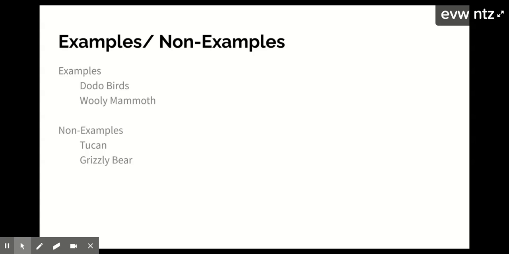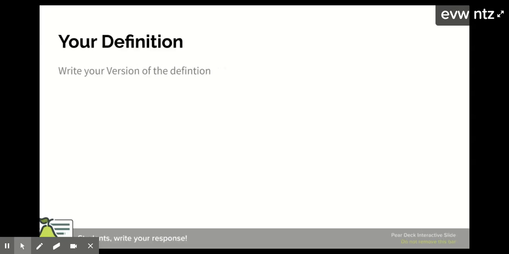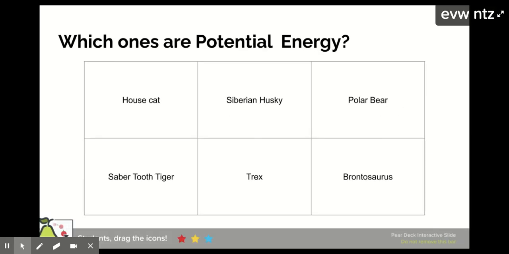Dodo birds are in the movie Ice Age, the very first one, the weird birds with the watermelons. And non-examples would be a toucan and grizzly bear. Now go ahead and come up with 2 new non-examples of extinct species. So species that are still alive today. Fabulous. Now go ahead and write your own version of the definition of extinction. Last one.